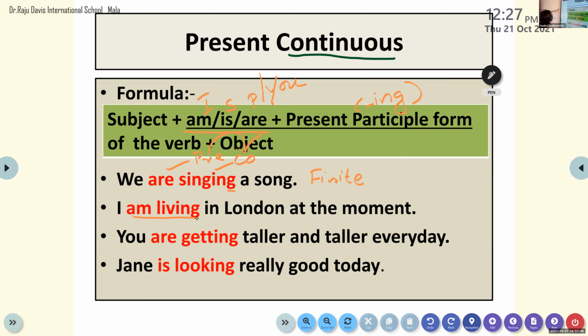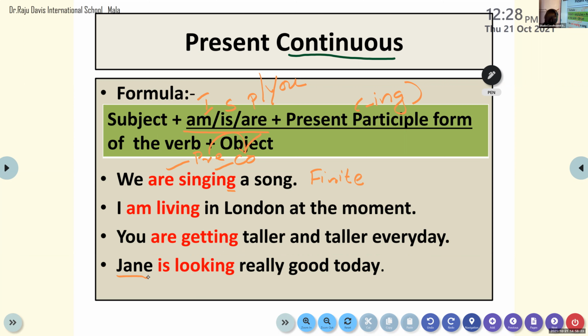Look at the third example. As your subject is you, the second person pronoun you is used here. You, though it is singular in form, but with you, you cannot use is. If your subject is you, you can use only are plus the present participle form of the verb. So are getting is the finite verb of the sentence. You are getting taller and taller every day. Now last sentence, Jane is looking really good today.